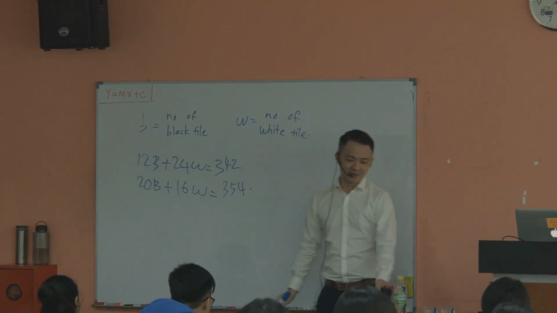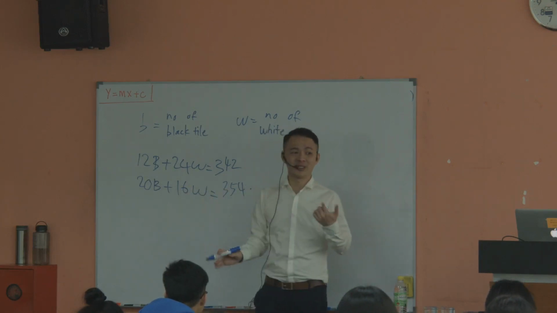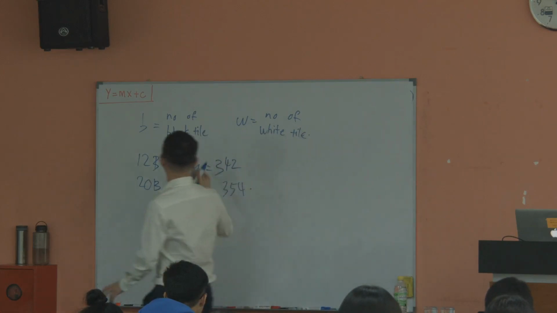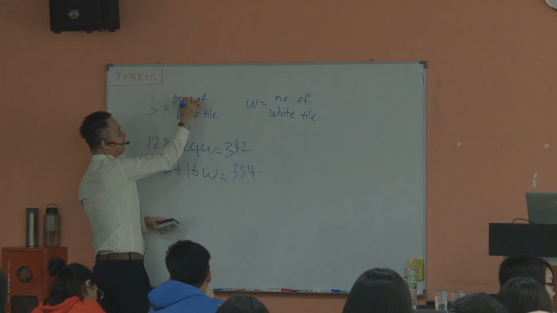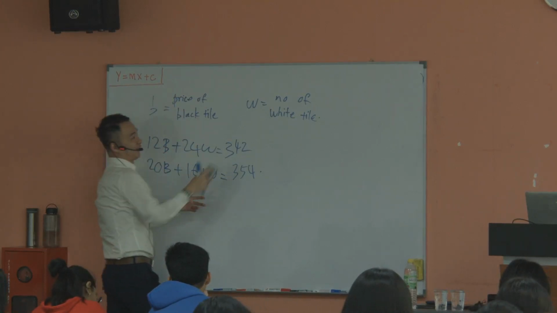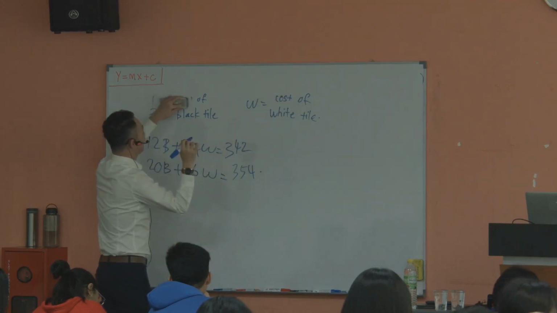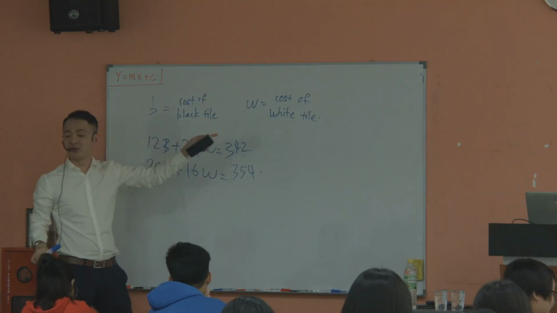Then of course they ask you to find the value of B and W, which is the price or costing. Yep, this is not the number, this is the price, sorry, because the number is already given, which is 12. So this one is the price, or you can say the cost. B is the cost of the black tile, and W will be the cost of the white tile.